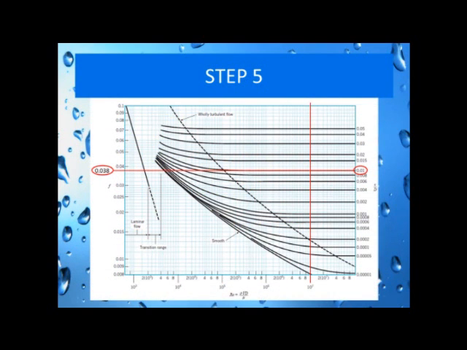The diagram used in step 5 is the Moody diagram. From our assumption that the flow is rough and turbulent, we will use a high Reynolds number at a relative roughness of 0.01. This results in a friction factor of 0.038 as indicated by the diagram.